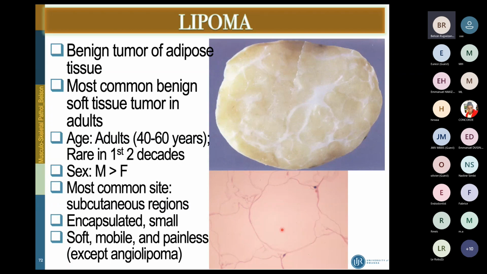Okay, so we start with lipoma. Lipoma is a benign tumor arising from adipose tissue. It is the most common of the soft tissue tumors in adults. It affects the age from 40 to 60.